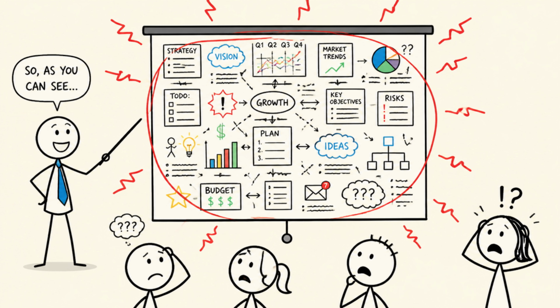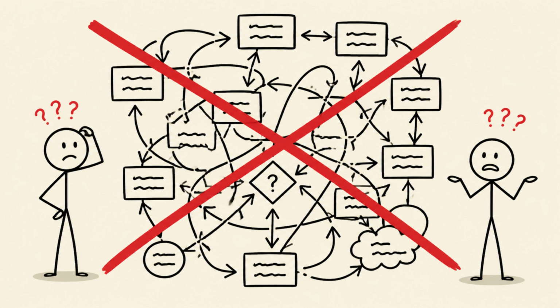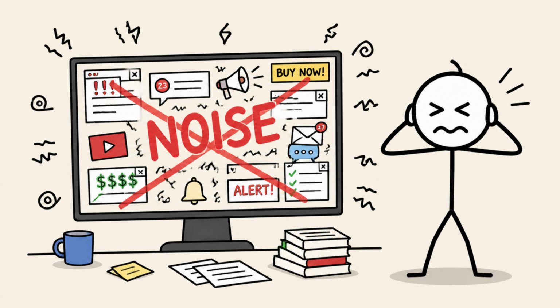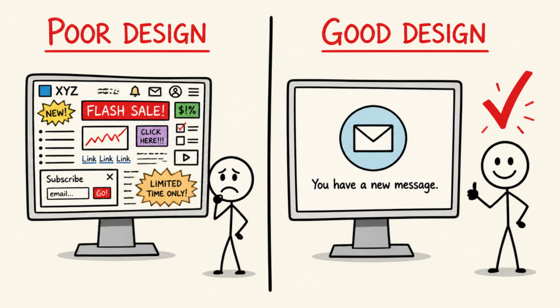Imagine a slide covered in cluttered text, confusing diagrams, or a narrator describing an image while unrelated text scrolls across the screen at the same time. None of that extra effort is helping the learner understand the actual concept. It's just noise competing for the same limited mental space. Poor design creates extraneous load, and good design eliminates it.